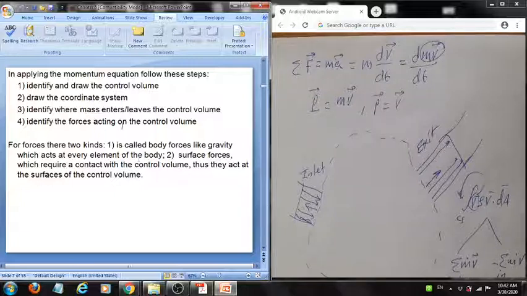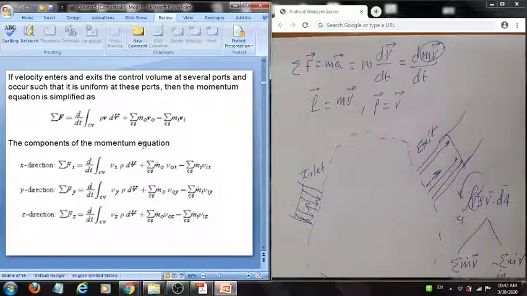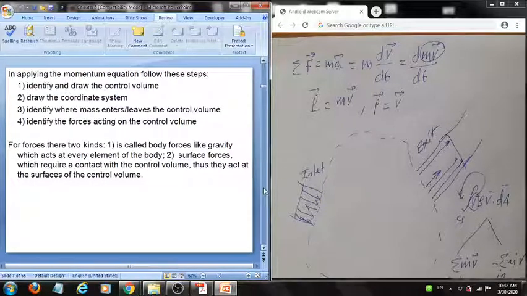In solving the momentum equation, we have to follow these four steps. First of all, we have to identify and draw the control volume. It's meaningless to speak of momentum leaving or entering the control volume without saying which control volume we are talking about. So at least we have to envision the boundaries or the surfaces of this control volume.